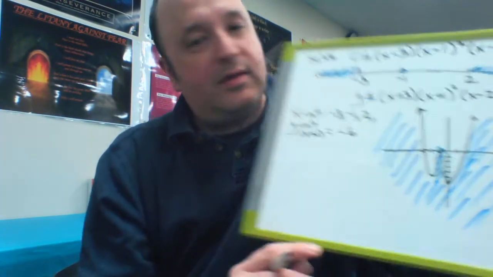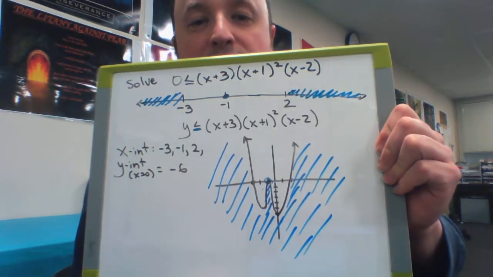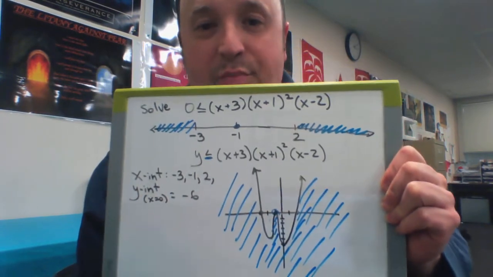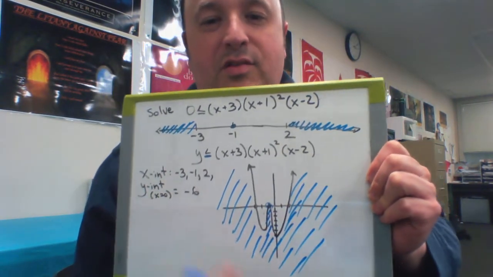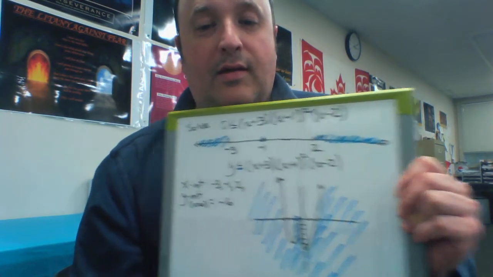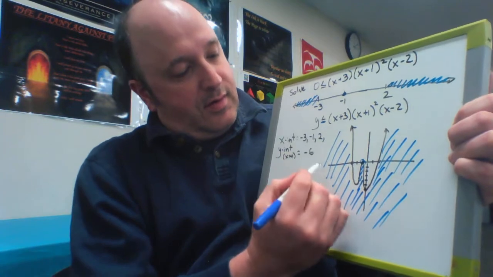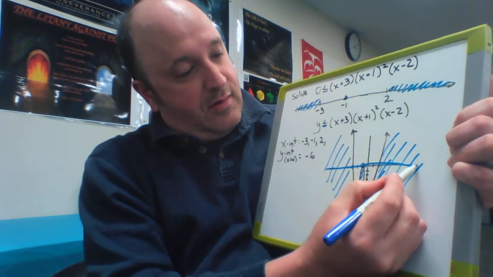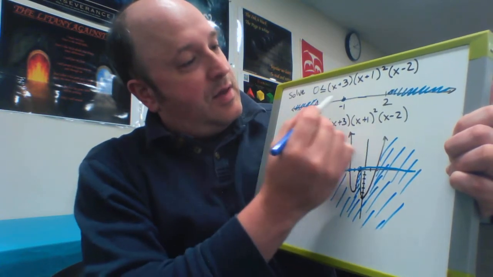So that is my solution. And I don't have to test any points. All I have to do is know how to graph and how to take a snapshot of whatever we're looking at. So just take a look there, and that blue line is the same as what we see there.